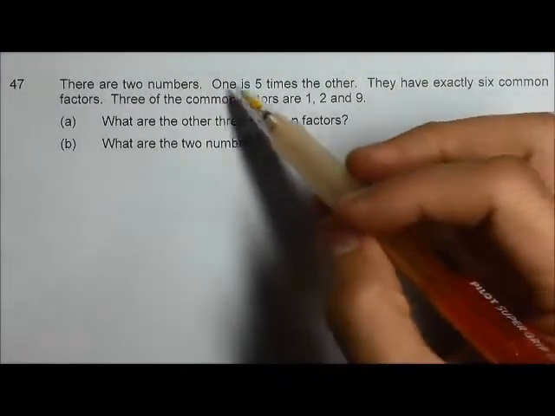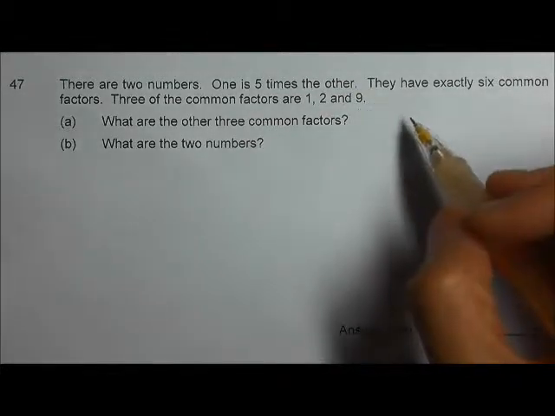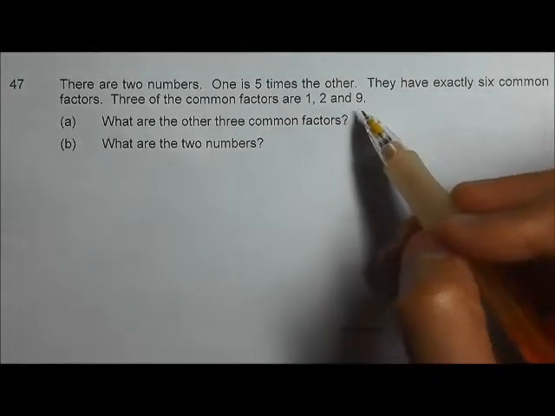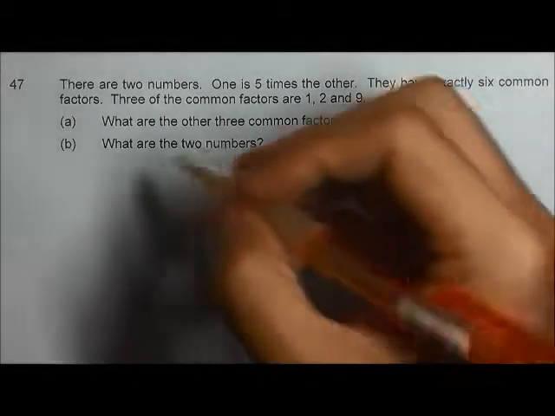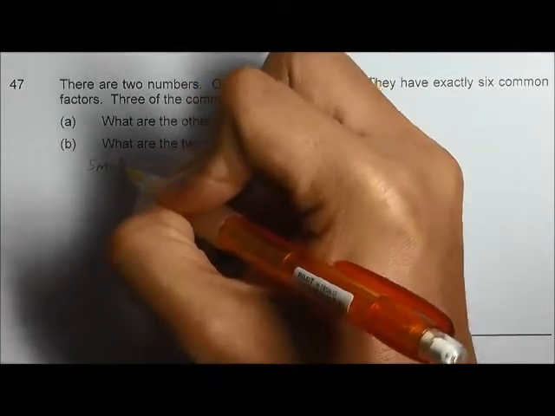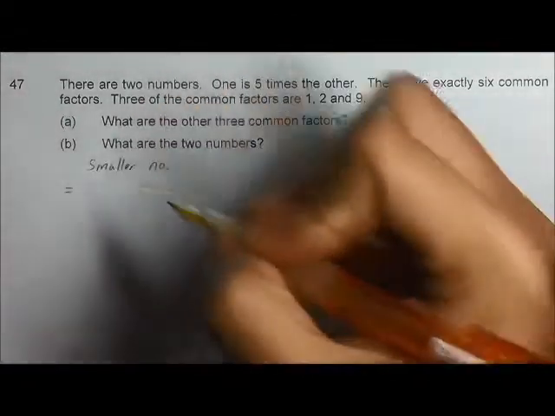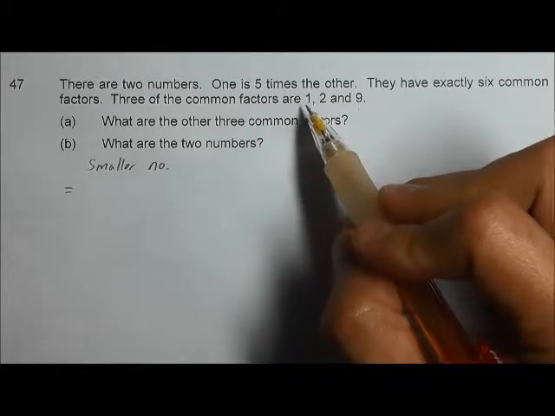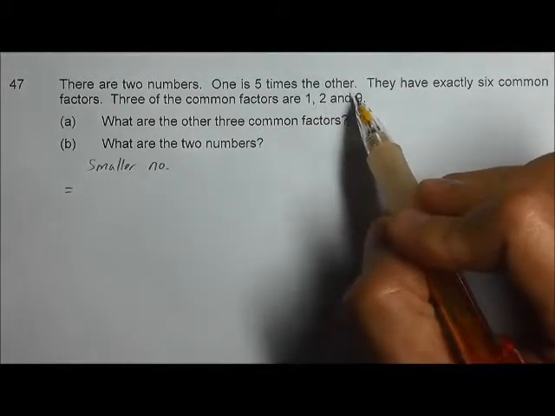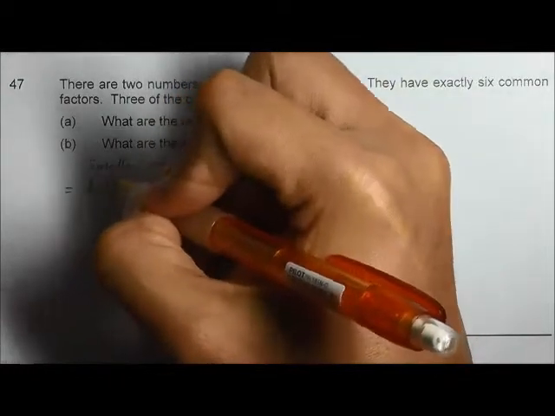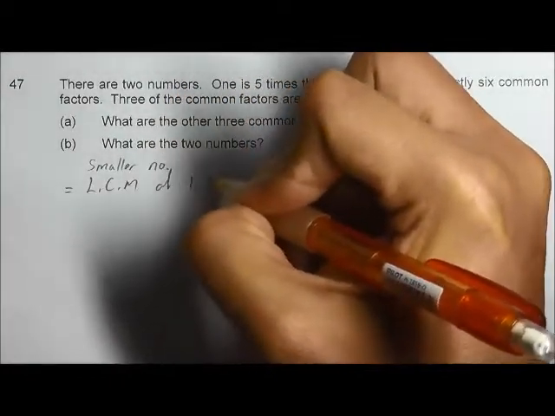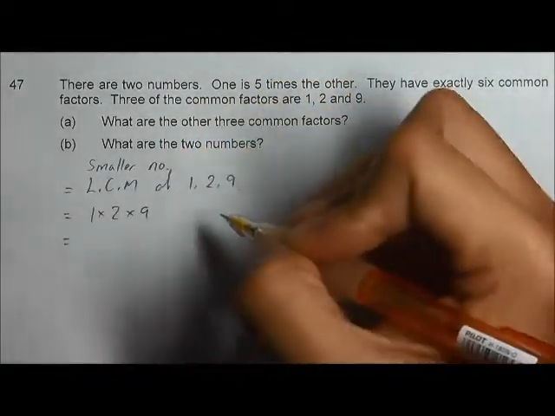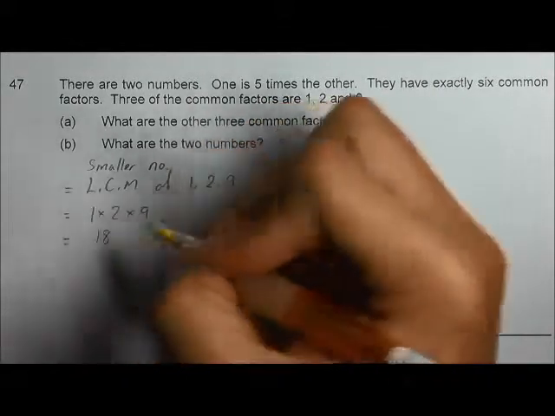We have two numbers here, and one is 5 times the other, and they have exactly 6 common factors, and 3 of the common factors are 1, 2, and 9. So first of all, what we can do is to find out the smaller number. The smaller number can be found by finding the lowest common multiple of 1, 2, and 9. And that will be 1 times 2 times 9. That will give us 18.